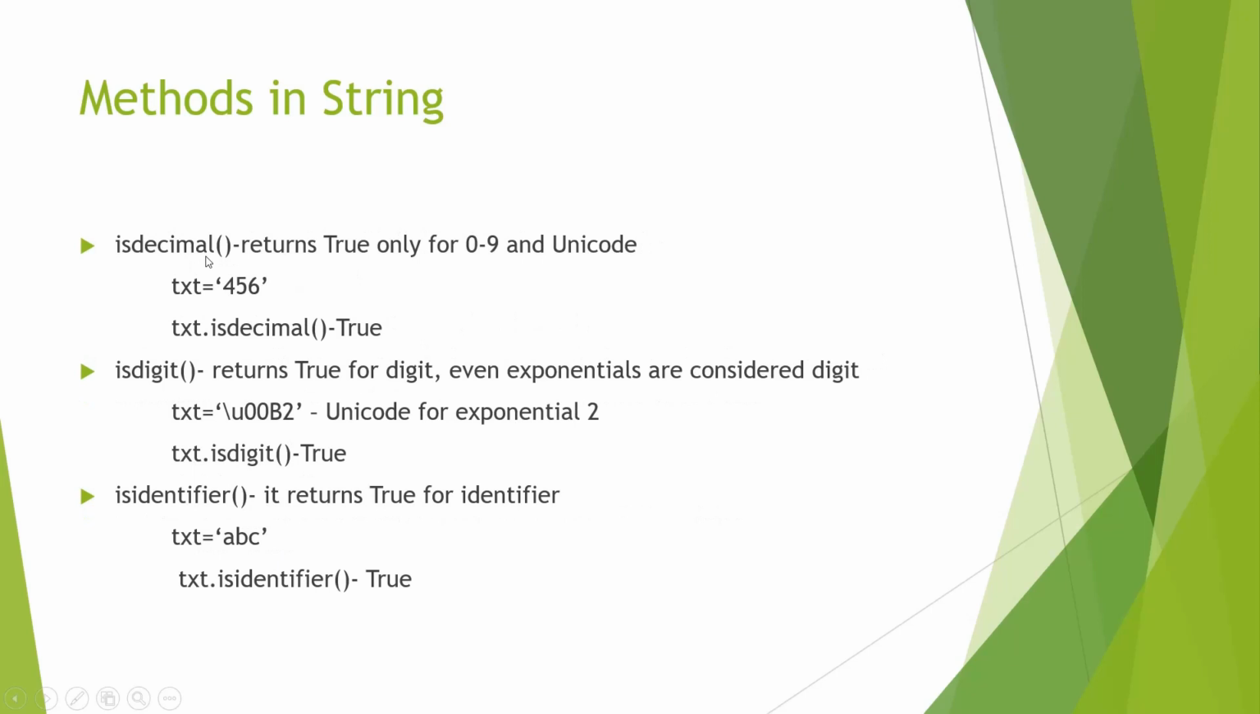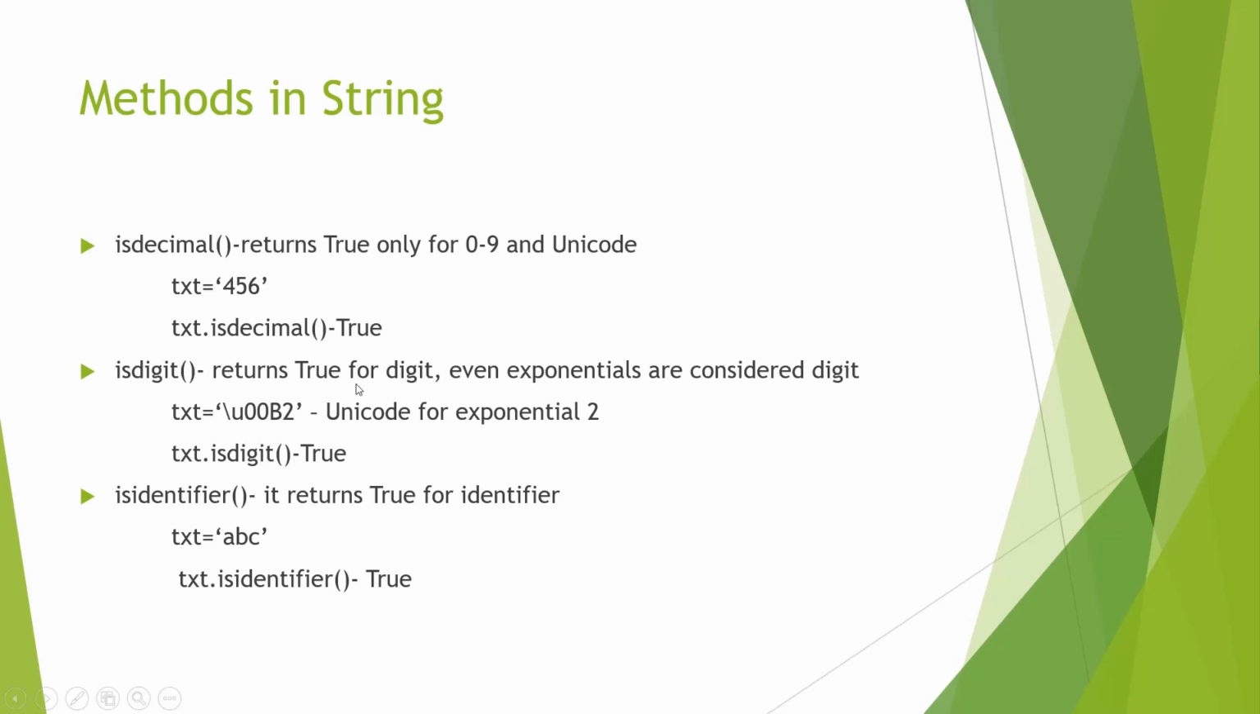This method here is isdecimal. It returns true when the values within the string are digits from 0 to 9. Now even for a decimal point, it gives us false. Okay, so it has to be digit 0 to 9, it gives us true, otherwise it gives us false. It can also be used for Unicode. Then we have isdigit. Now just like isdecimal, it gives us true for all the digits from 0 to 9.